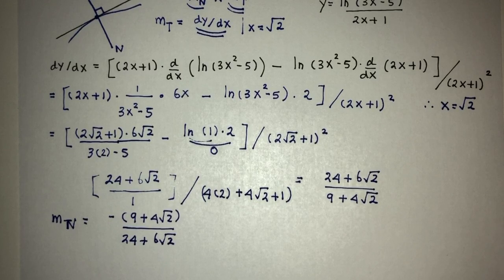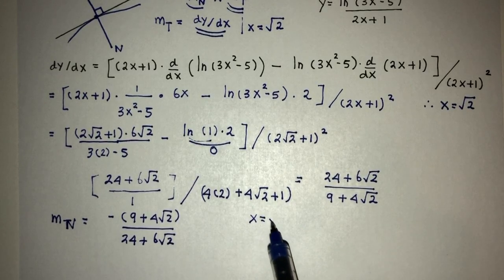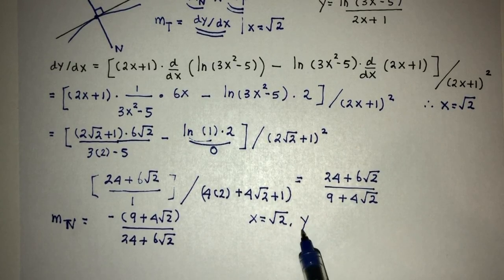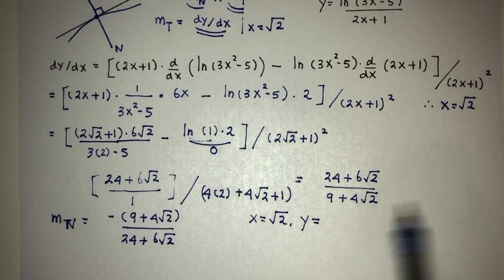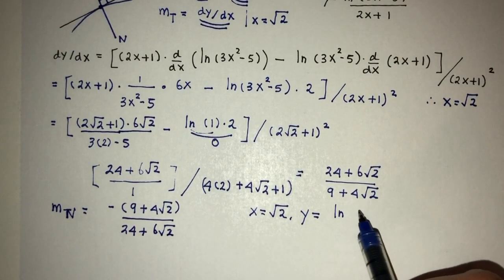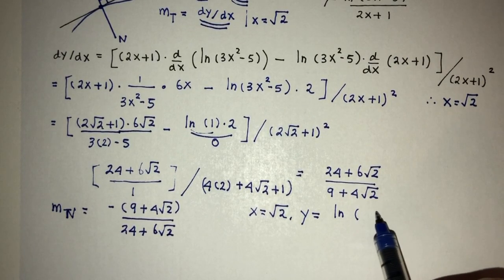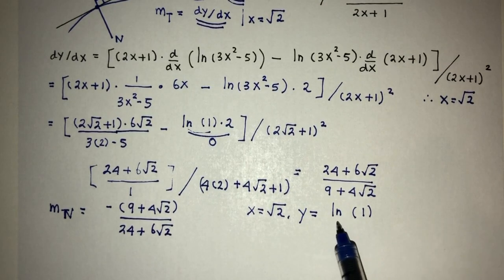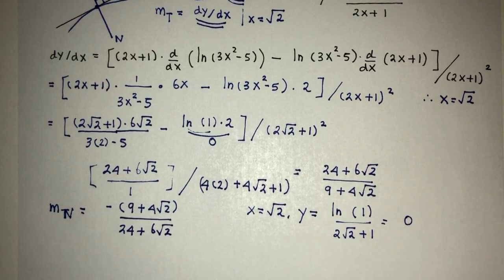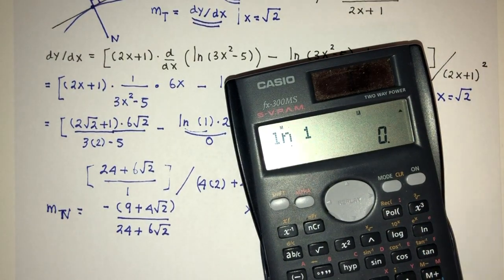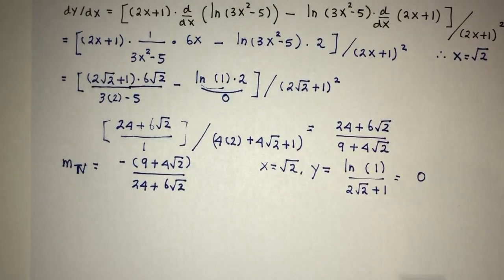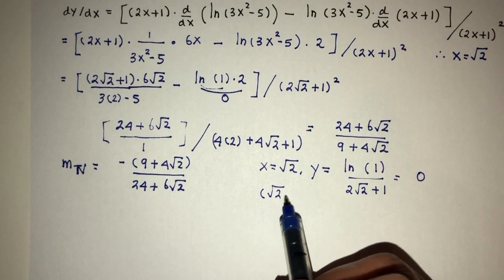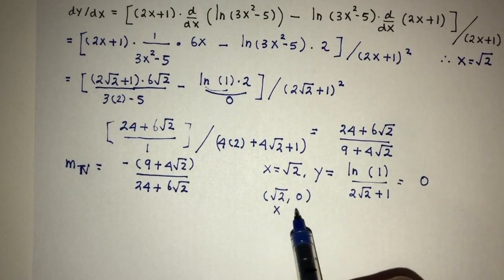Okay, so now we have the gradient. We can find the equation of the line. Now we know x is equal to root of 2. We have to find the value of y. To find the value of y, we place it back in the main equation. You will have ln of 3 times 2 is 6, minus 1 over 2 times this plus 1, that should be 0, because ln of 1 is 0. So that's why we have this. This will be my passing point, root 2 and 0. This is x and y.